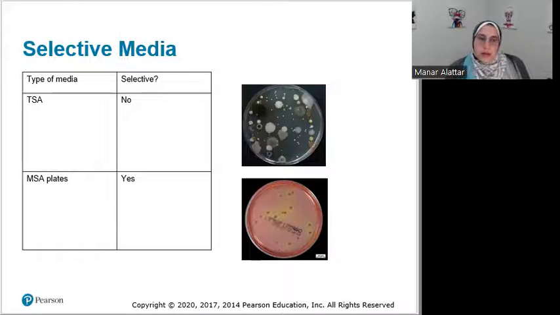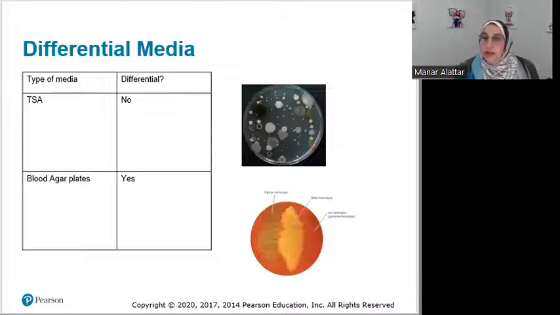Okay. We could also have media that is what we call differential. Differential means that we can look at the plate and based on characteristics in the chemical reactions of the plate or in the colonies themselves, we can see specific characteristics of those organisms, okay? So here we have TSA where we just grow a bunch of different organisms, but this is an example of blood agar plates where we can actually see differences in the way that organisms interact with blood just visually by looking at this plate. And that means it's differential, it's differentiating between the different types of organisms.